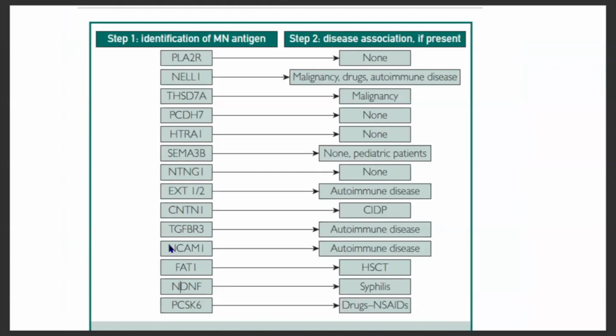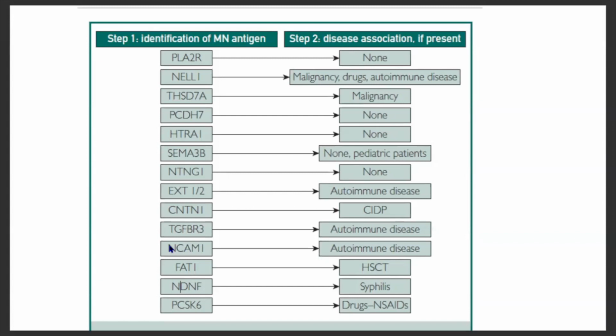This is the classification which Mayo Clinic has proposed. It is a two-step classification. The first step is always the identification of the antigen. You have a biopsy, you do the immunostaining, and then you identify these antigens. Depending on what antigen you have identified, the second step involves identifying the disease association, if present. If you have PLA2R, you really don't have a clear-cut association, so you call it primary if you want to. But when you have NELL1, you have to go deeper and see whether the patient has an underlying malignancy, or is taking some drug, or is using a face cream, or is having some underlying autoimmune disease.